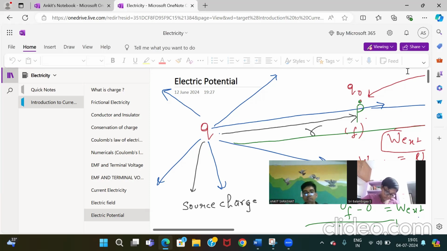What is the drift velocity formula? VD equals minus E, a capital E, tau by M. E tau by M. Okay. E tau by M. What is the formula of resistance? Tell me.